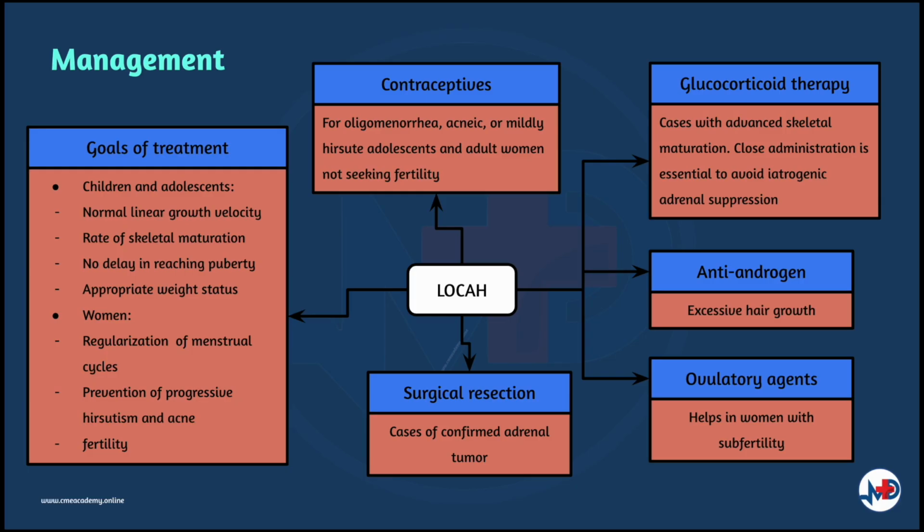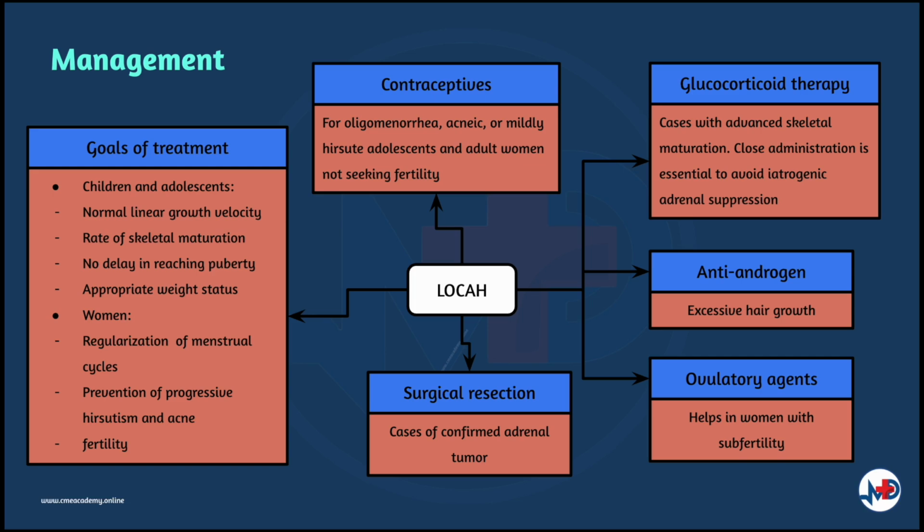The appropriate pharmacological therapy includes glucocorticoid therapy, contraceptives, anti-androgens and ovulatory agents. Glucocorticoid therapy is indicated in cases with advanced skeletal maturation. It is essential to ensure close monitoring of administration to avoid any iatrogenic adrenal suppression. Contraceptives are given when there is oligomenorrhea, acne, or mild hirsutism in adolescents. In an adult woman, ensure that she is not seeking fertility.